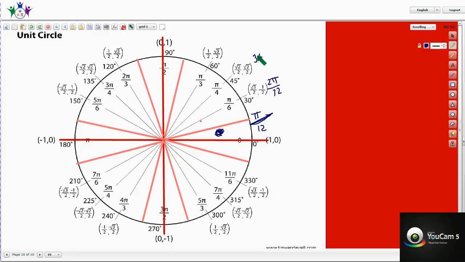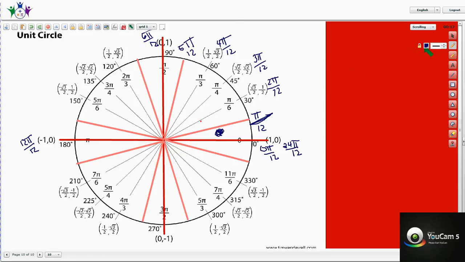This is 3 pi over 12. This is 4 pi over 12. This is 5 pi over 12. This one is 6 pi over 12. I hope by now you get the picture. I'm not going to put them all in because you don't want to sit here. But I'm going to put in the big ones. This is 12 pi over 12. And this is 24 pi over 12. It's also known as 0 pi over 12 as well. We'll come back to that.